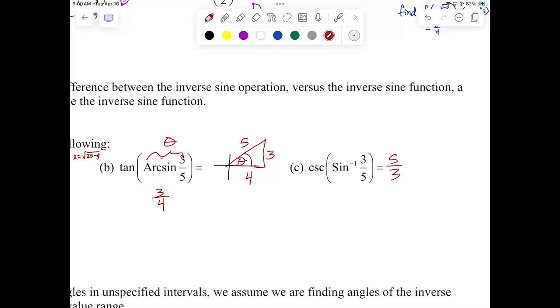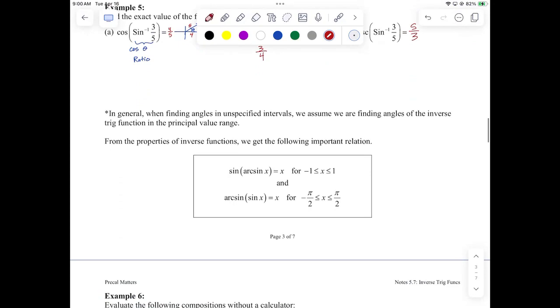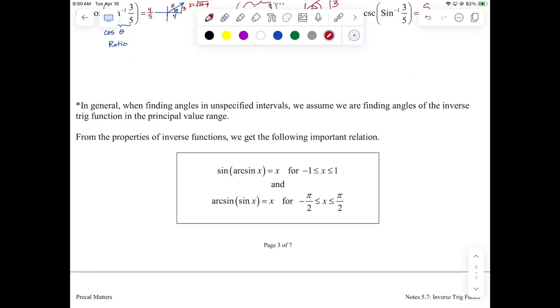Reciprocals. Yeah, good. You found the right word. You almost said inverses. They're reciprocals of each other. Sweet. All right. Okay, so let's go ahead and look at this.